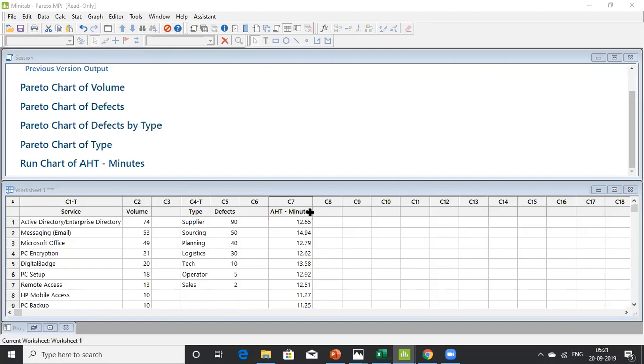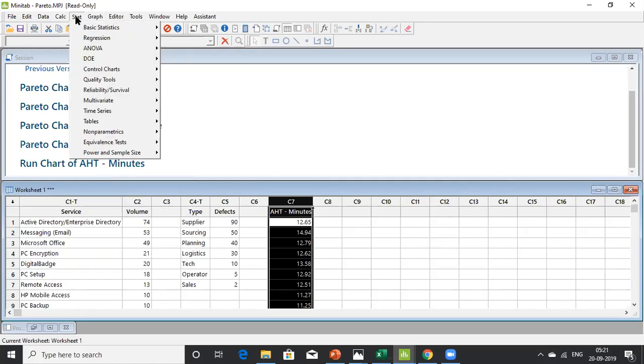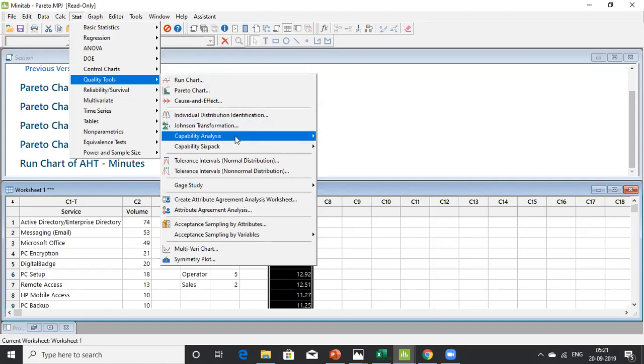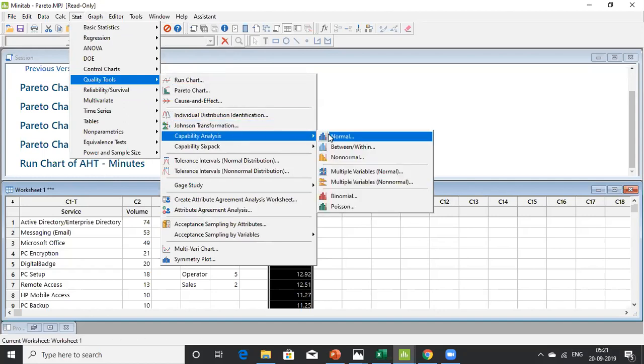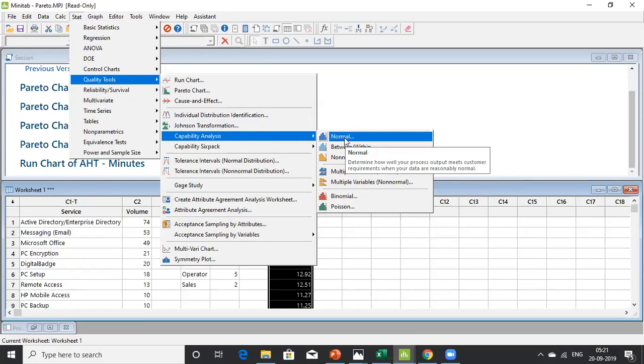Okay, so now I have a set of data and it's calculated in minutes. And I want to check if my process is capable or not and what's my capability value. I go to Stat, Quality Tools. And there's something called Capability Analysis. And then you have different categories here, right? You have one calculation for normal and one for non-normal. So the first thing we need to do is check the normality of the data.